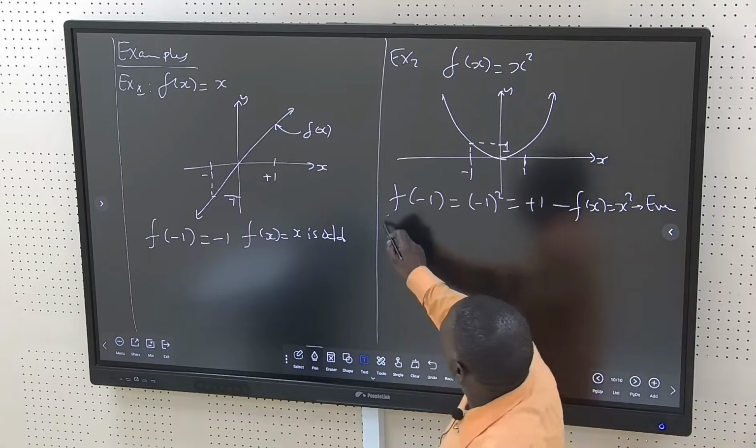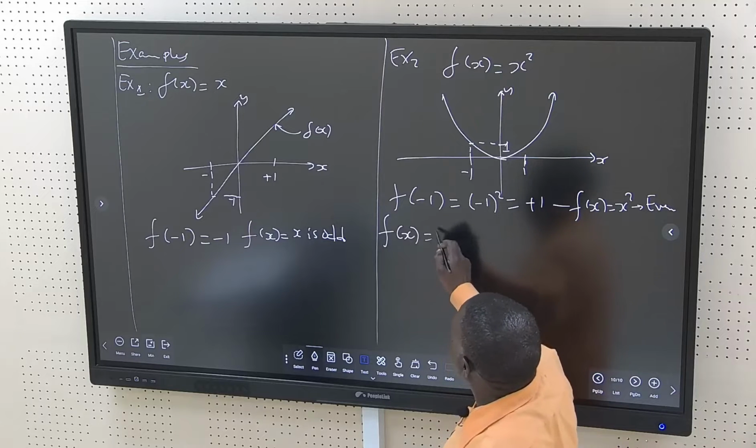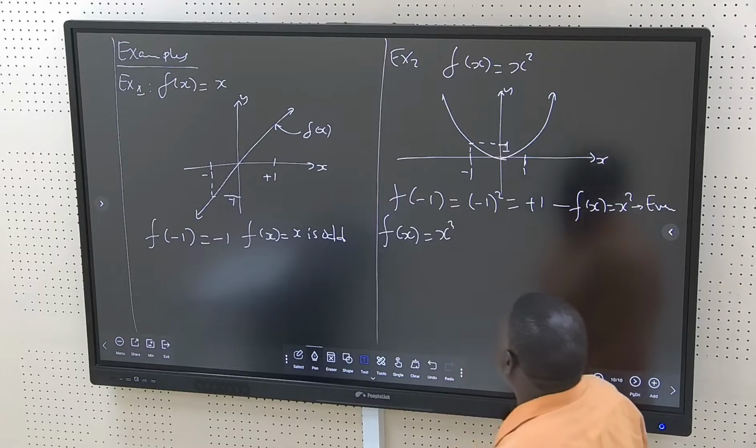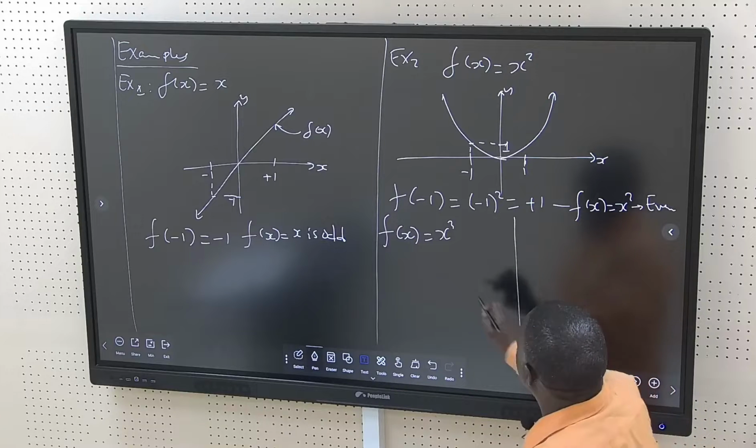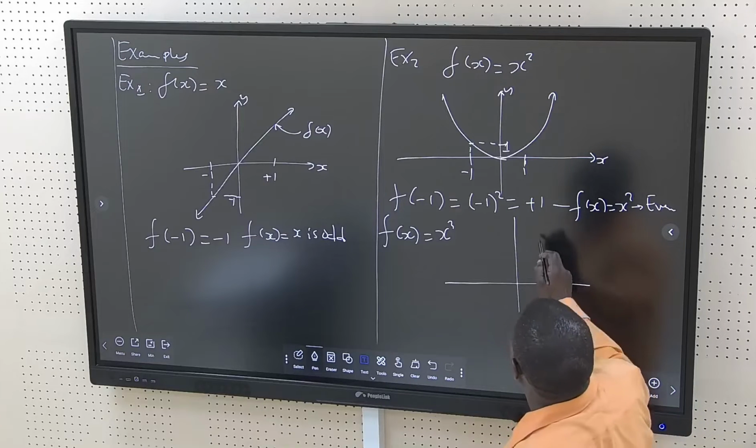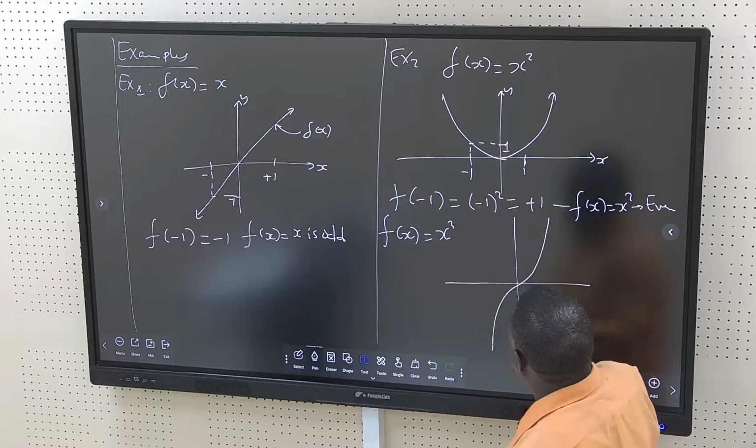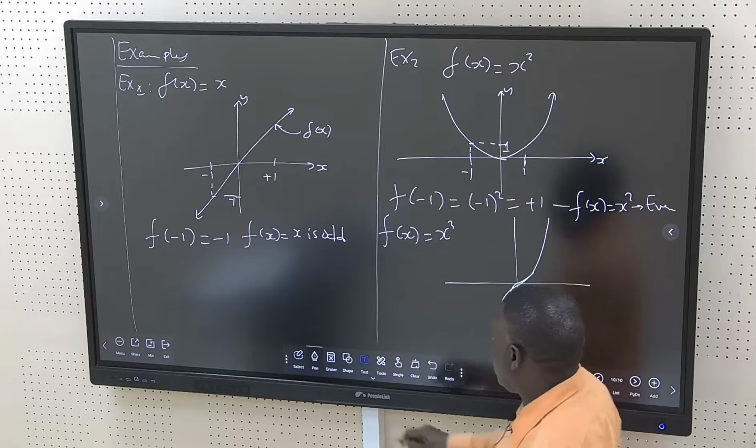Say we have f of x equals x cubed. If you sketch this one, f of x equals x cubed, definitely we have this one. It passes here.